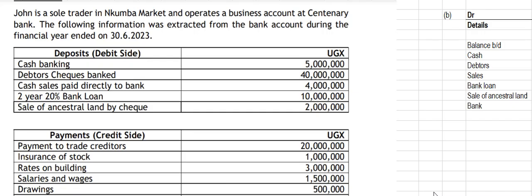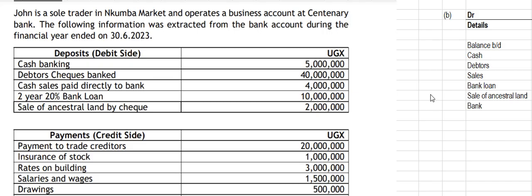Let's get started. So on your screen, you'll see that we have a scenario. John is here, who is a sole trader in Nkumba Market and operates a business account at Centenary Bank. The following information was extracted from the bank account during the year ended 30th June 2023. These are the details of the bank account.